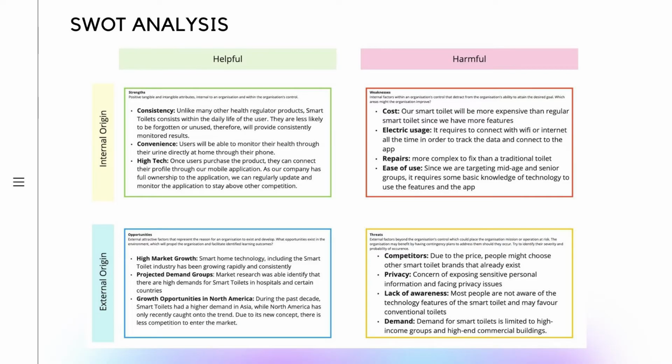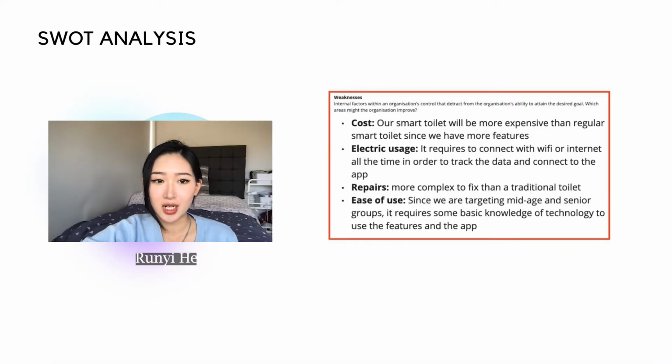For analysis techniques, Eileen and I did the SWOT analysis, and I worked on the weaknesses and threats, which are the harmful side of the product. The first weakness of our product is its cost. Compared to a regular smart toilet that has automatic flushing, heat set, and warm water cleaning, etc., our product has a unique feature, which is urine and stool analysis for health monitoring, and it comes with an app to record and generate reports about users' health. Therefore, it will be more expensive than a regular smart toilet.